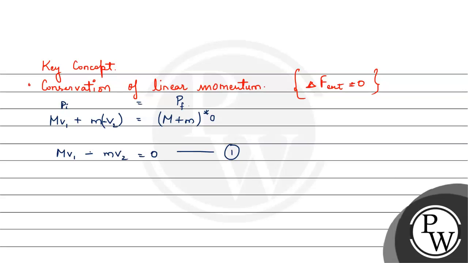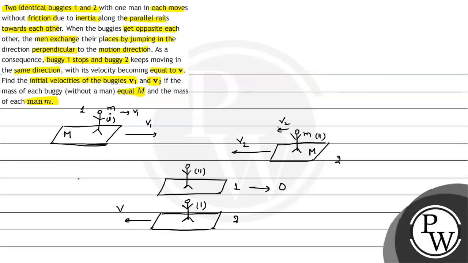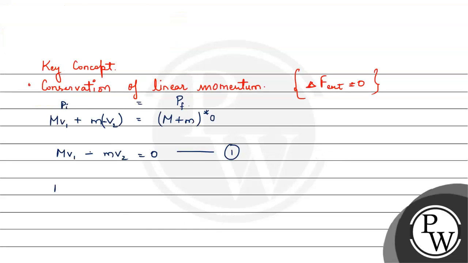Now let's conserve it for buggy 2 and person 1. For buggy 2 we have capital M and minus v2, because the negative sign comes as it is in the opposite direction, plus small m into v1. It will be equal to the final momentum, which is equal to capital M plus small m times small v. Let us write it as equation 2. Now our final goal is to solve these two equations and find the values of v1 and v2.